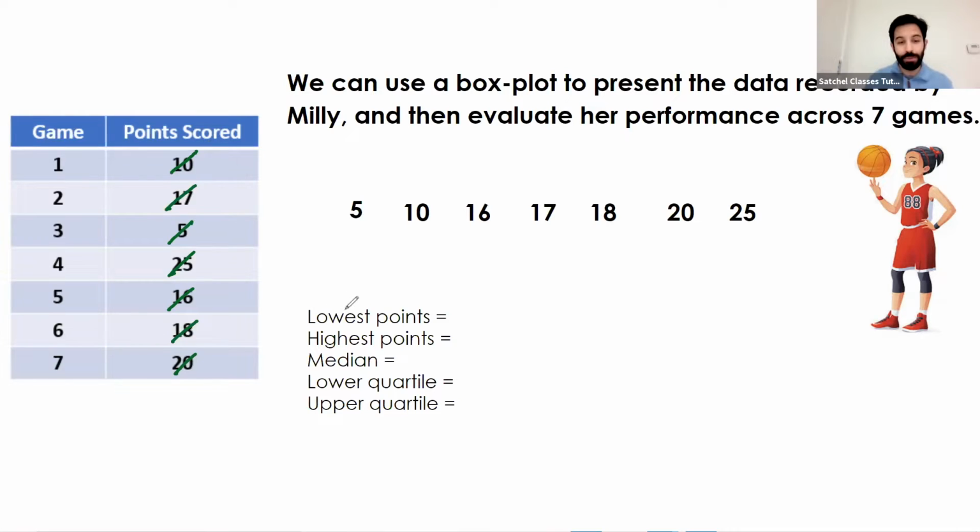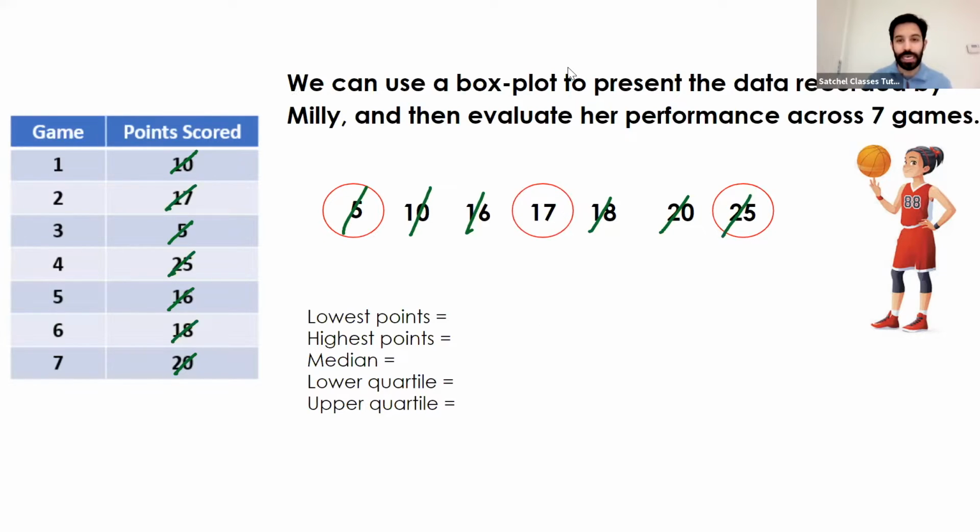Now, again, we need to find the lowest number of points she scored. So the lowest number of points is going to be 5. The highest number of points is going to be 25, and the median, so in this case we have 1, 2, 3, 4, 5, 6, 7 numbers, so it's going to be quite easy to identify the median. Median is going to be, if we cross off 1 from the left, 1 from the right, left, right, 17 is going to be bang on in the middle, so the median is 17.